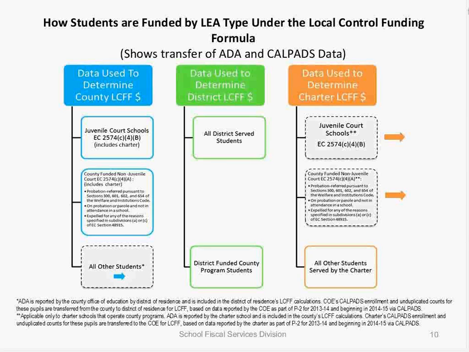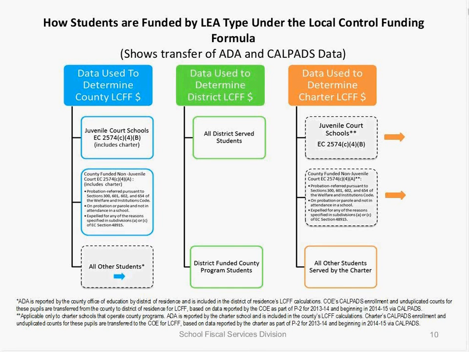Starting with the data used to determine the county LCFF funding in the first column, you will see that the 3 boxes represent the different types of students served by the county office. The first box of students is juvenile court schools. The second box is what we call the county-funded non-juvenile court. The criteria are in the bullets in that second box.